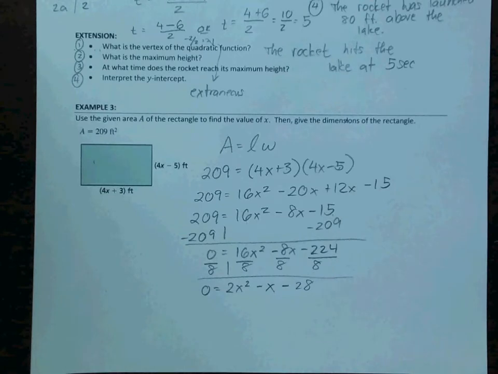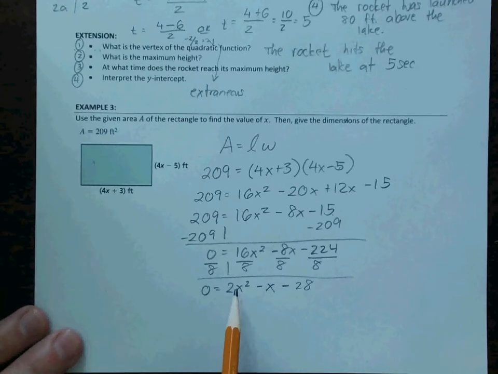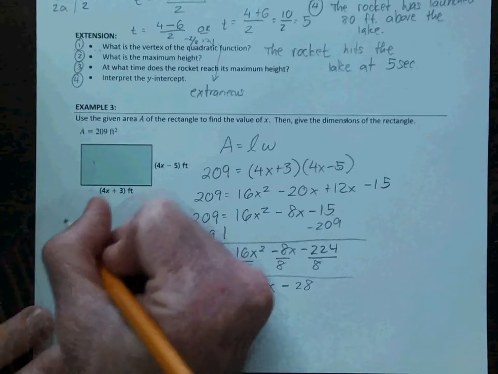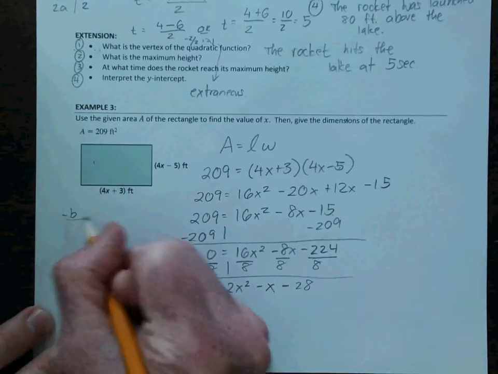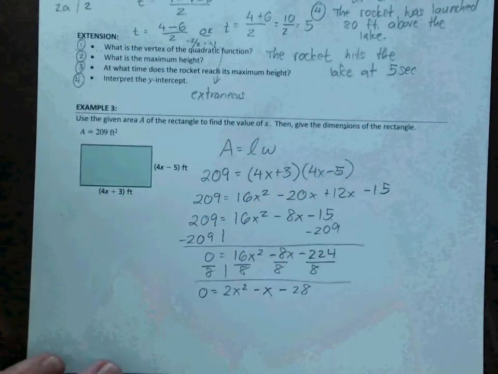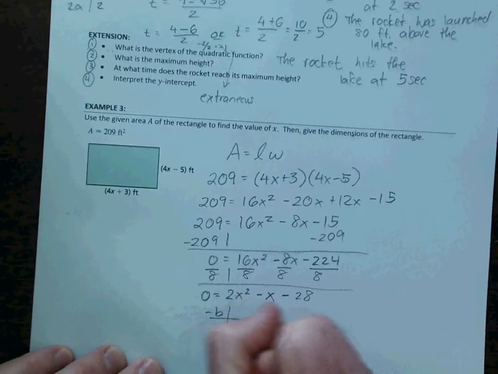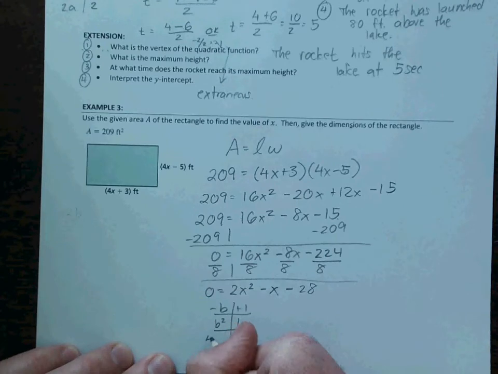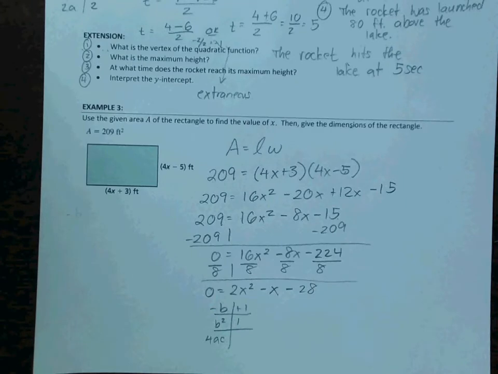So now I'm going to make my little table. Actually, I'm going to make my table down here, but then I'm going to use the quadratic formula over here. So the opposite of b is a positive 1. b squared is 1. 4ac is 4 times 2 times negative 28, so this is a negative 224.